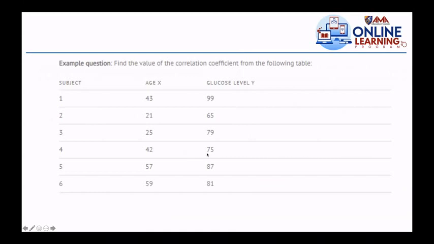Now this is the example, class. So here we want to find the value of the correlation coefficient, or the coefficient of correlation, right? Given these two sets of data. So these are your data values, the two variables that I mentioned. It doesn't matter which one is your x or which one is your y. But later on, we will relate this to linear regression. That's why for now, we just use x as your age and glucose level as your y.